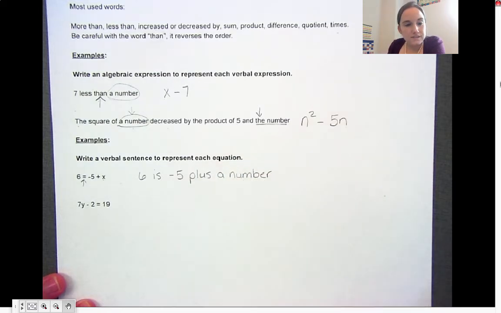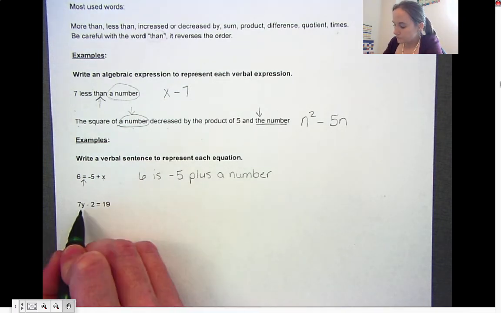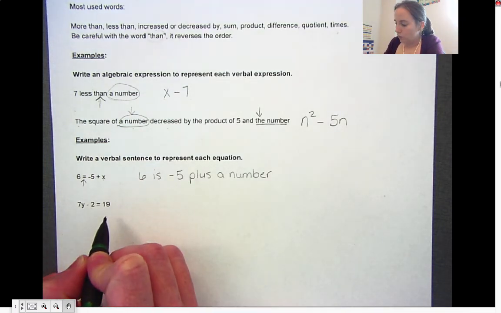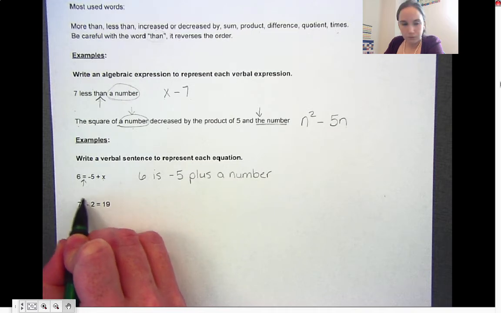You could also say 6 is the sum of negative 5 and a number. You could say the total of negative 5 and a number is 6. Even though it's not written in that order, it would still be okay. All right. In this case, we need to say something about this being multiplied.